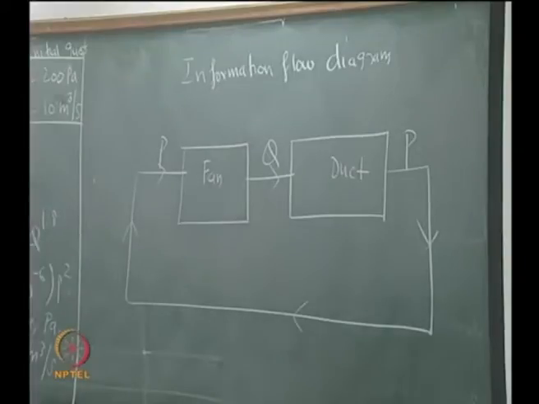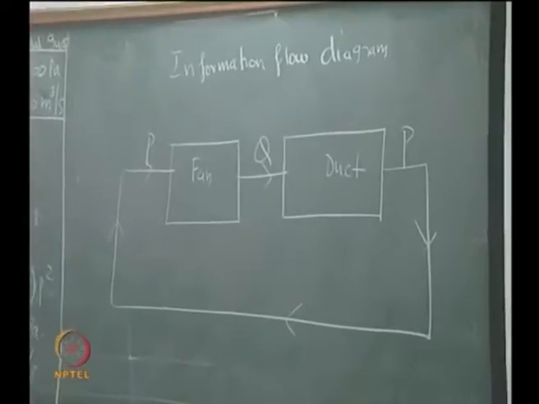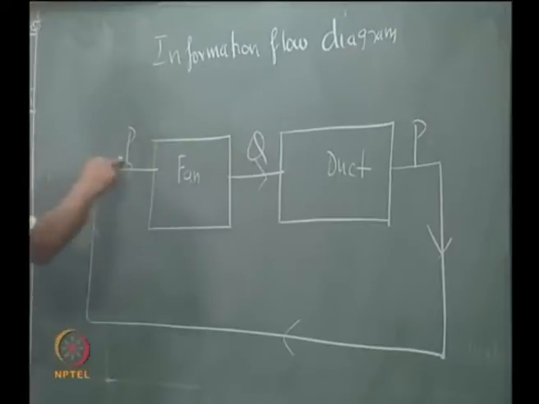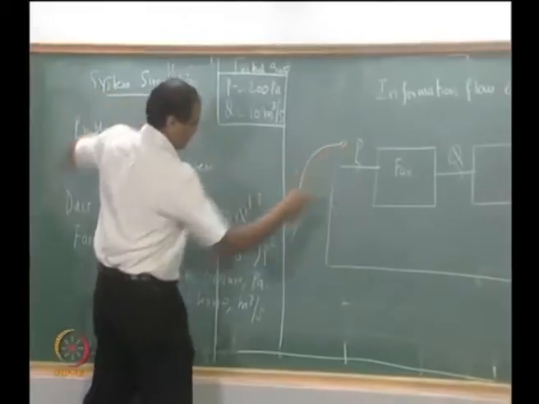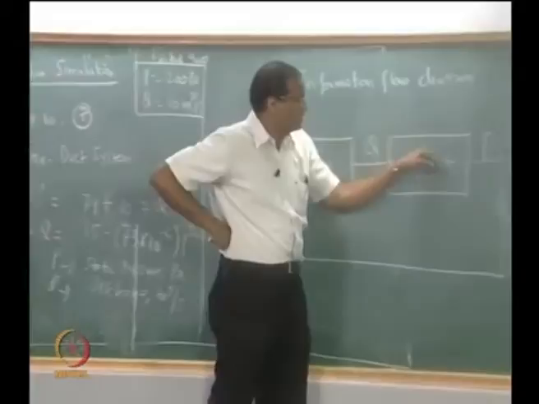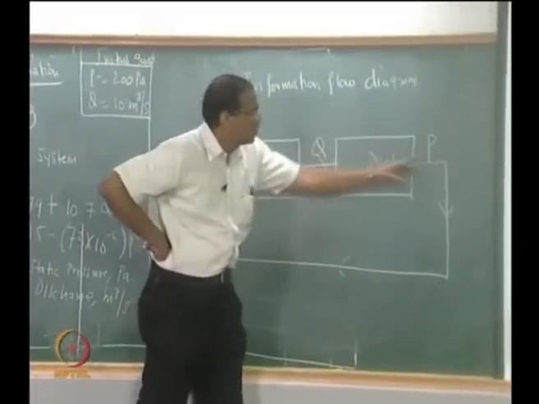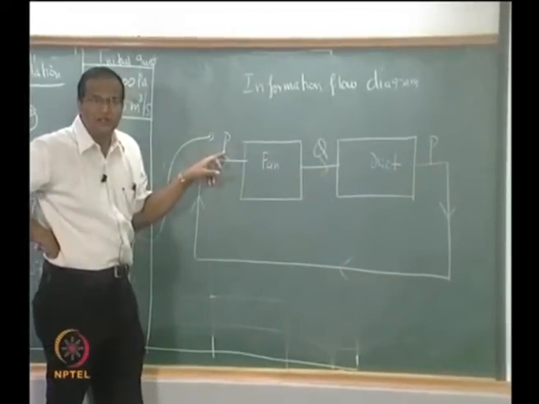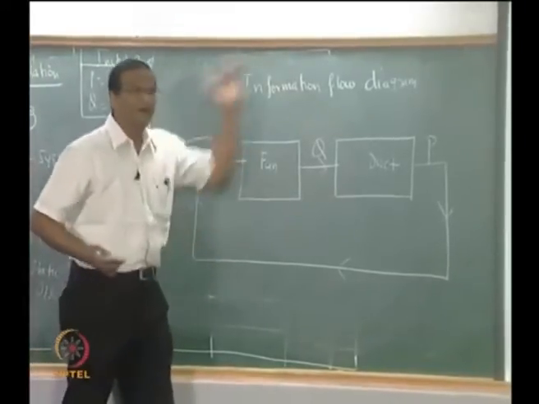I am using exactly the order which was given to us on the blackboard. That is the information flow diagram. I am using the fan characteristics to determine Q from P, and I am using the duct characteristics to get P from this Q. At the end of the exercise, whatever P I get, I compare it with whatever P I assumed to start with. If these are equal, I can go home. In general, they will not be the same. So I keep on doing this.